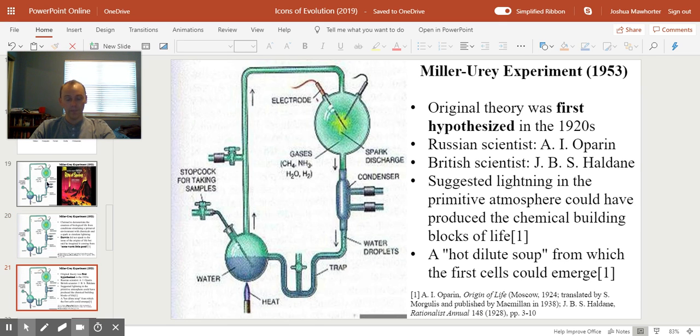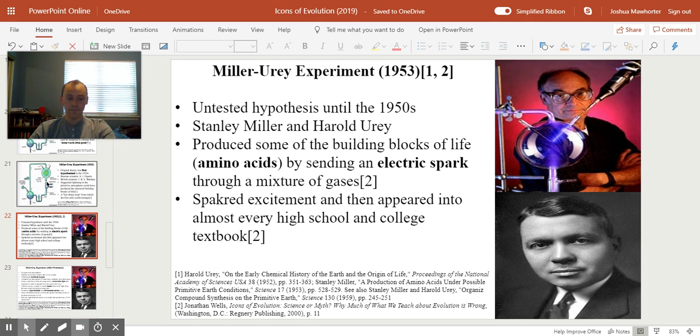Okay, so the original theory was first hypothesized in the 1920s by a Russian scientist named Oparin and a British scientist named Haldane. They suggested that lightning in the primitive atmosphere striking the water could have produced the chemical building blocks of life. They suggested a hot, dilute soup from which the first cells could emerge. So the soup thing is not something I'm saying in a derogatory way. It's been said by scientists who were suggesting this theory.